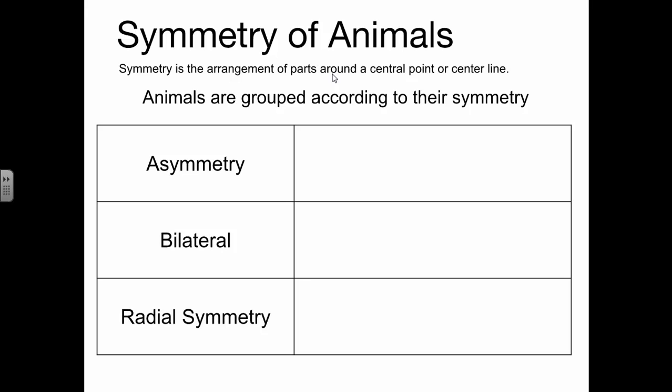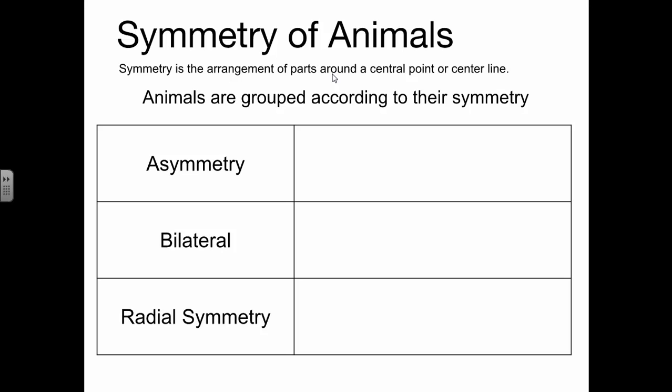Symmetry, okay, the arrangement of their parts. And there's three words we use to describe the layout of an organism. Asymmetry, bilateral symmetry, or radial symmetry. So you guys probably talked about symmetry in math class before, right? Symmetry of different shapes. So asymmetry, when you put the prefix a before a word, you know what it does to the word? Yeah, it kind of makes it not, or the opposite.